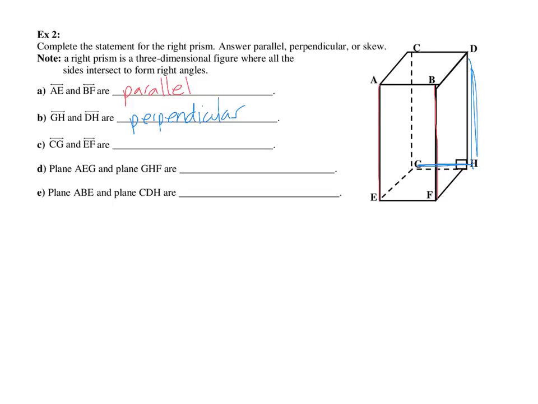We have CG and EF. Now those would be skew because they don't lie on the same plane. They don't intersect. Plane AEG, that would be this plane. Plane AEG and plane GHF. That would be this plane. Those would be perpendicular.